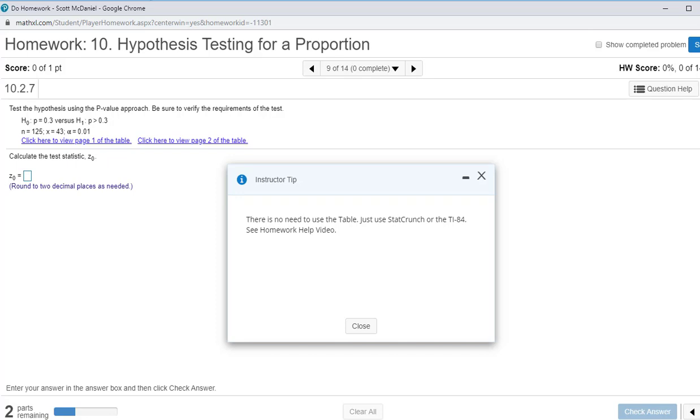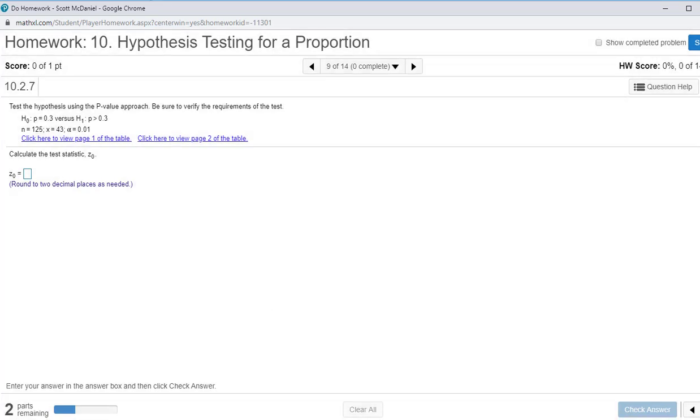Okay, for this one it reads, test the hypothesis using the p-value approach. Be sure to verify the requirements of the test. I have a little instructor tip here. There's no need to use the table on these. We're just going to use StatCrunch and or the TI-84. And you are watching the homework help video for this, so let's close that out.